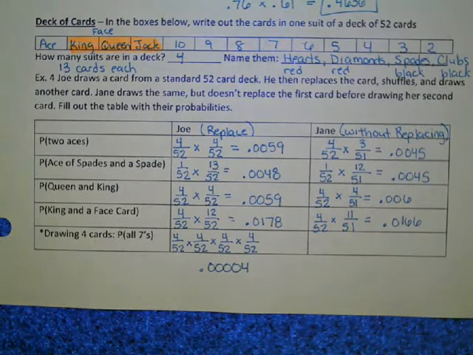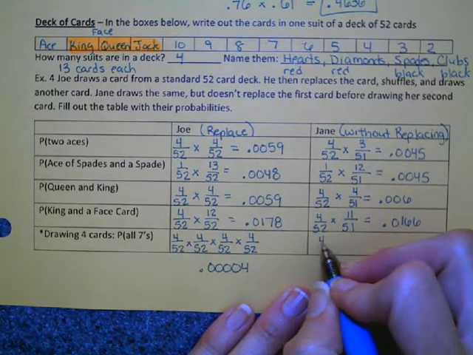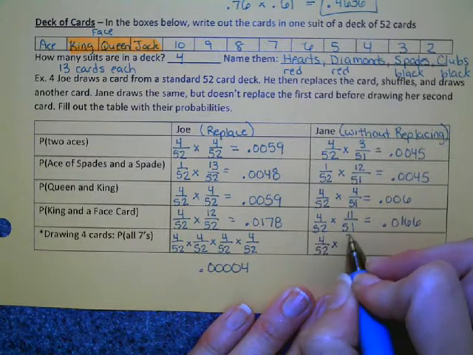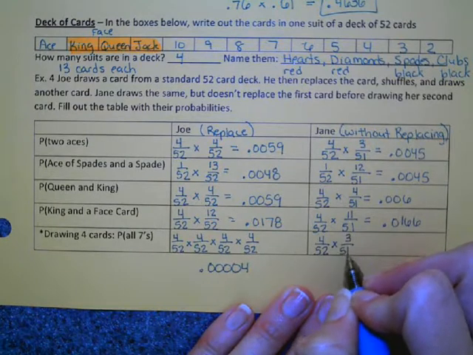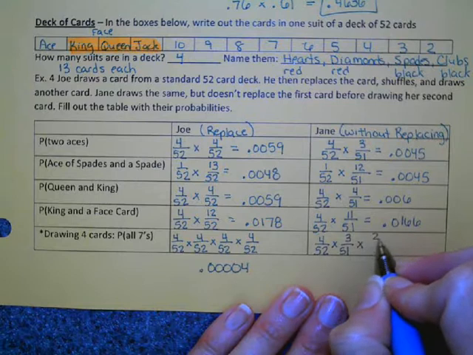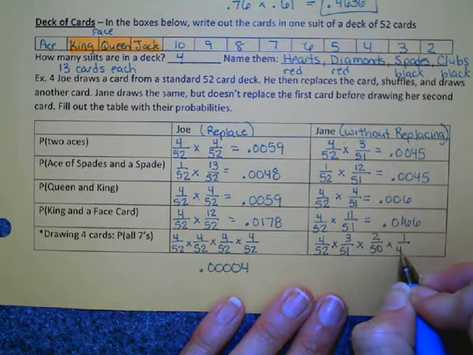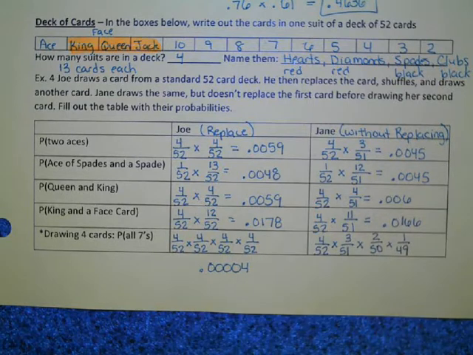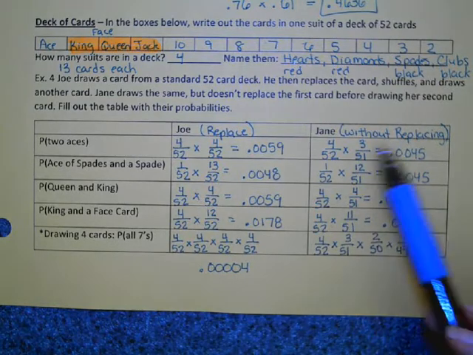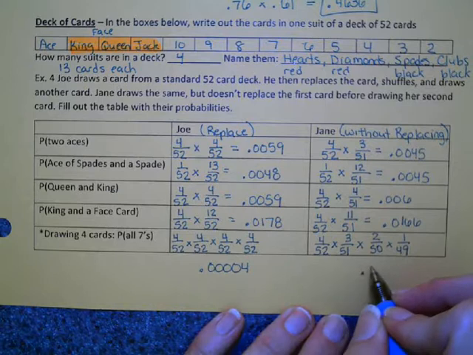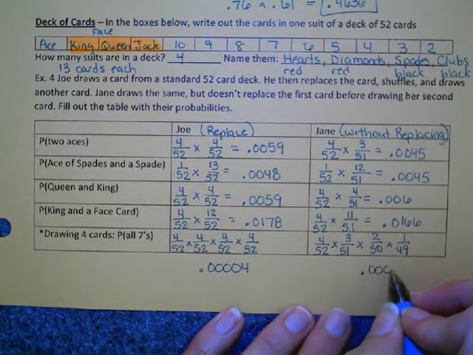With Jane, though, she takes out a 7, so there's 4 out of 52 cards that are 7s. This time, if she takes out a 7, there's only 3 left out of 51. She takes out another one, there's only 2 left out of 50. Times there would be only 1 left out of 49. So Jane does not replace her card, so without replacing, it goes down every time she takes one out. This one has 5 zeros, and then a 4.